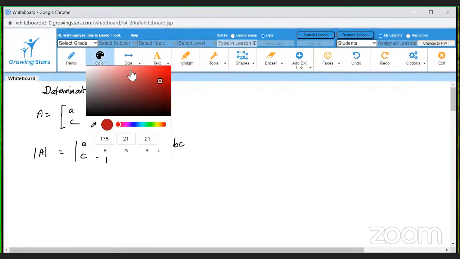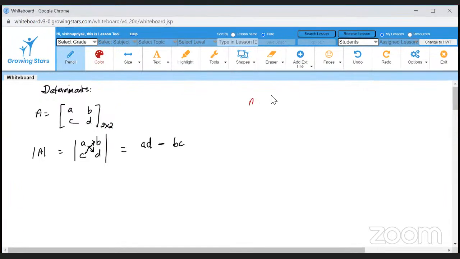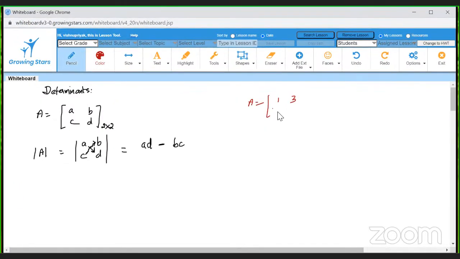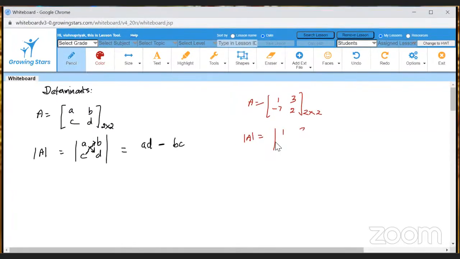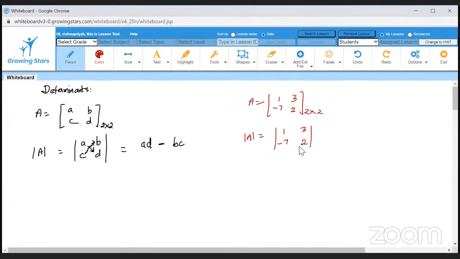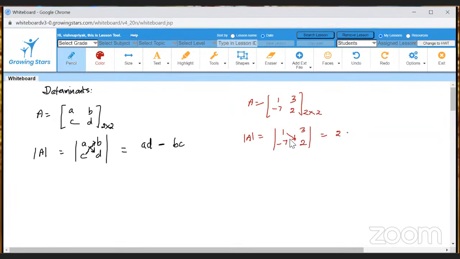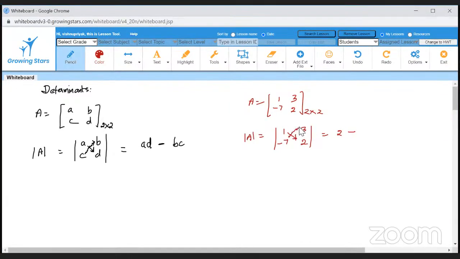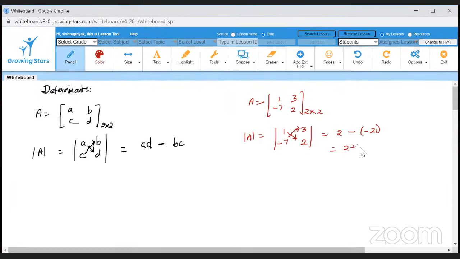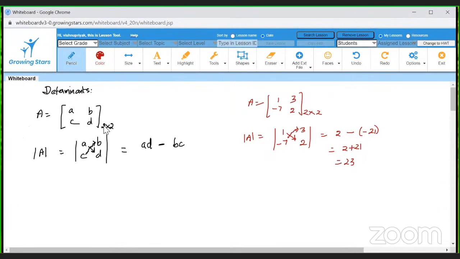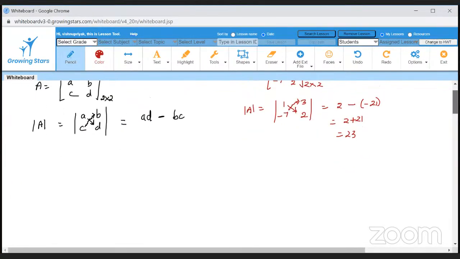For example, with numbers, suppose the matrix is 1, 3, minus 7, 2, a 2 by 2 matrix, and you have to find the determinant of A. That is, the determinant of 1, 3, minus 7, 2. So first you will multiply 1 and 2. 1 into 2 is 2, minus, now multiply minus 7 and 3, minus 21. So it is 2 plus 21, that is 23. This is how you will find the determinant of a 2 by 2 square matrix.